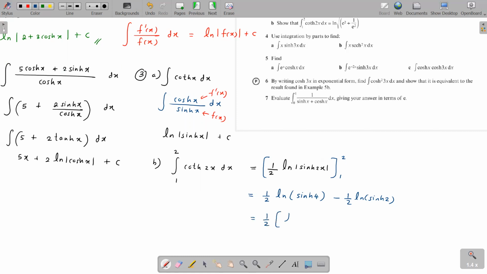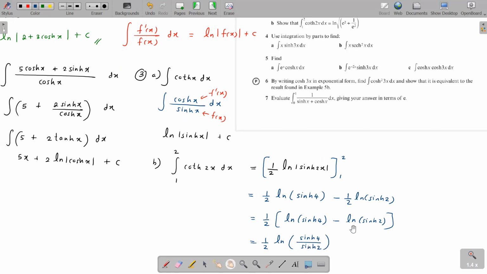Half is common to both of them: half of ln sin 4 minus ln sin 2. I just wrote one extra step. So half, and the subtraction of two logarithms is a division under a single logarithm: sin 4 divided by sin 2.